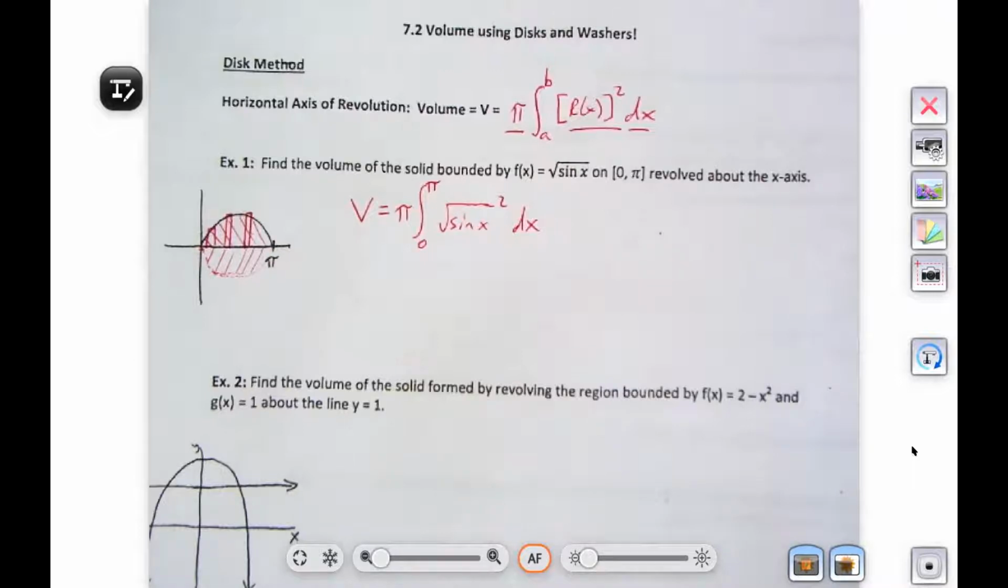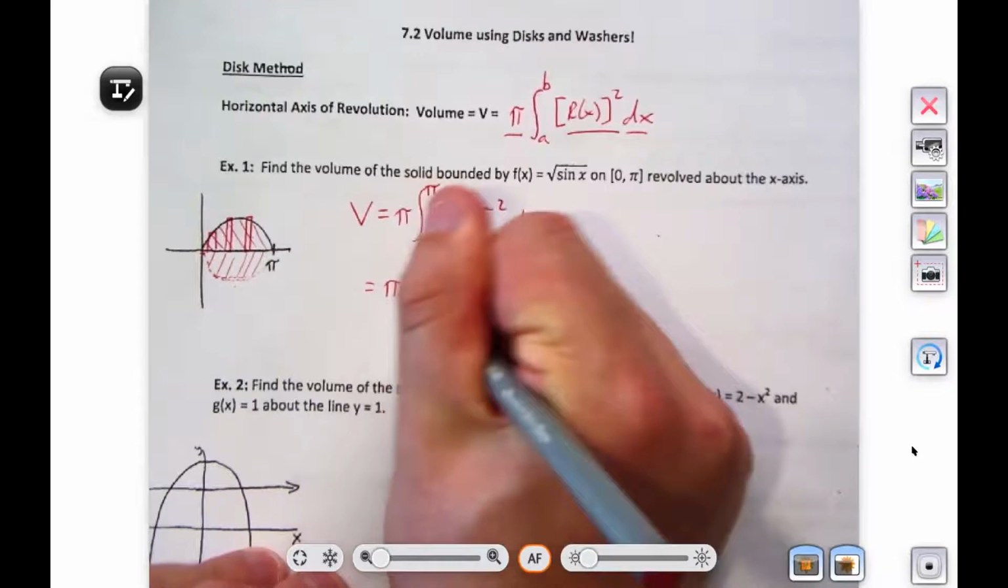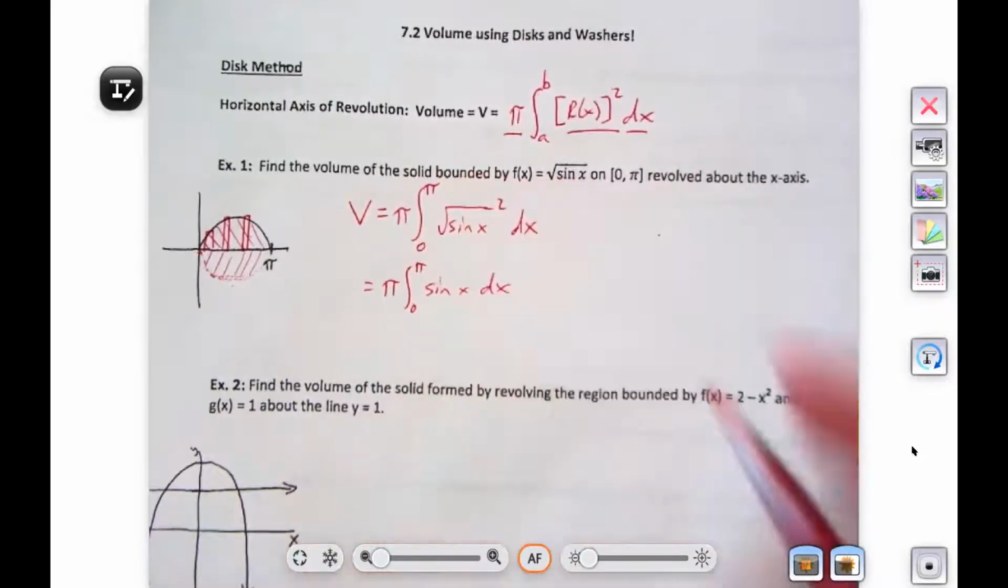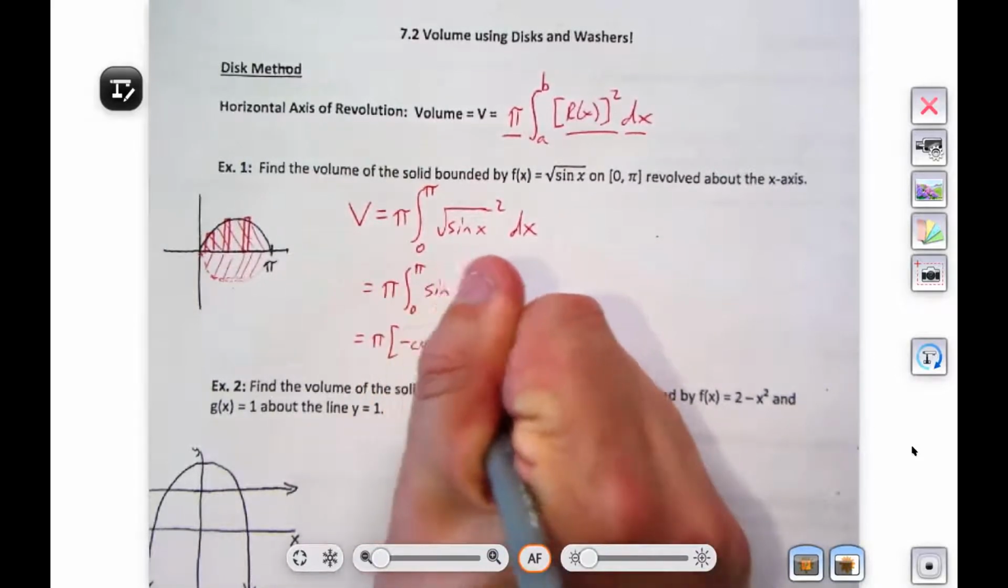Once we do that, now it's going back 2 months ago and doing the process now. So I'm going to have the integral from 0 to pi of sine of x dx. The integral of sine is negative cosine. It's easy to screw that up because we differentiated sine so often, right? The derivative of sine is cosine, but the antiderivative of sine is negative cosine. So it's pi and then negative cosine from 0 to pi.